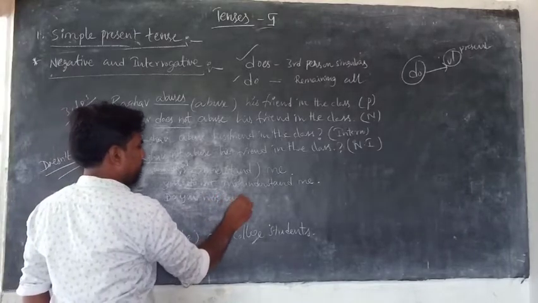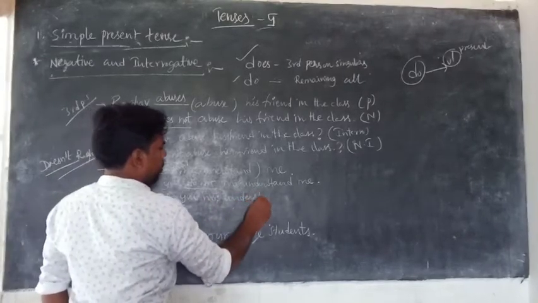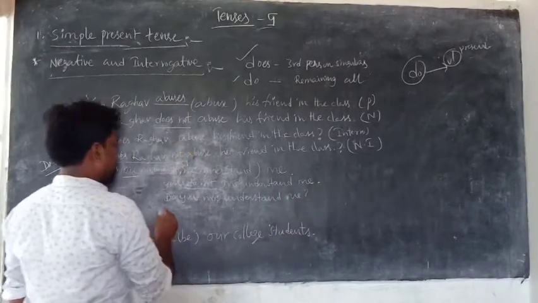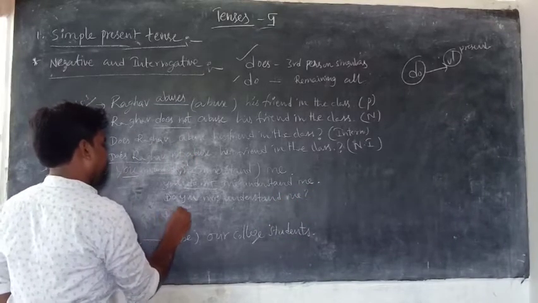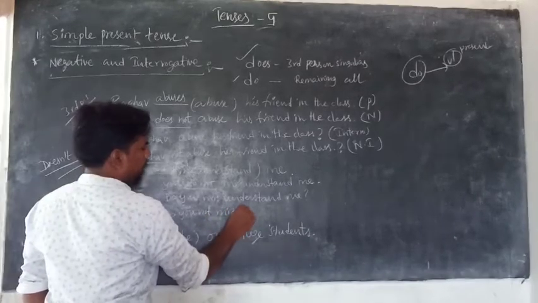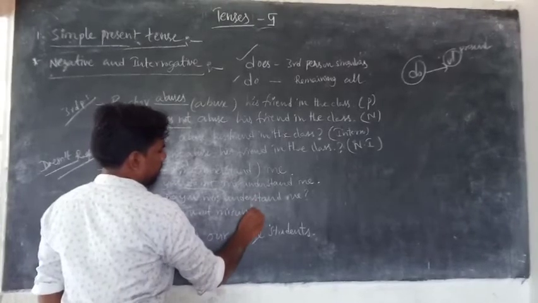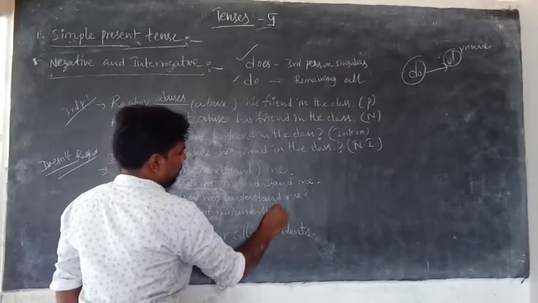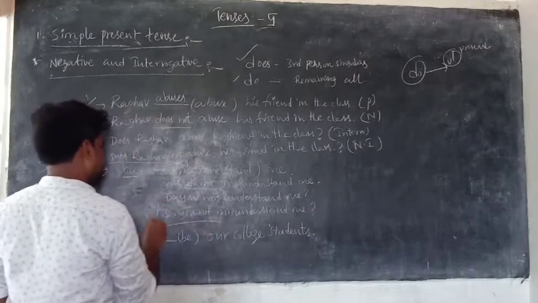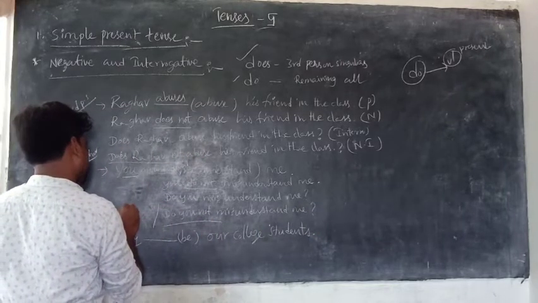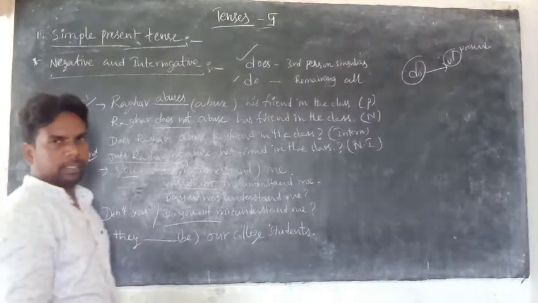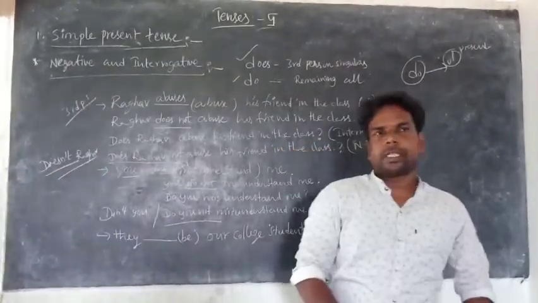Do you misunderstand me? Question. Negative interrogative: Do you not misunderstand? Do you not misunderstand me? Question mark. Don't you misunderstand me?